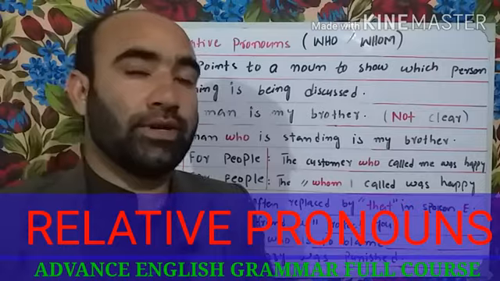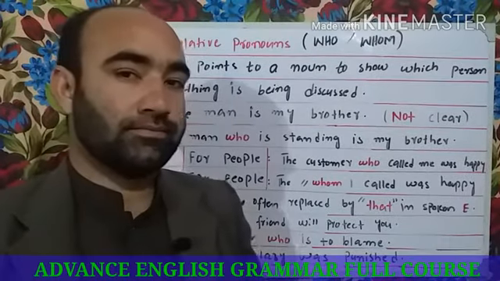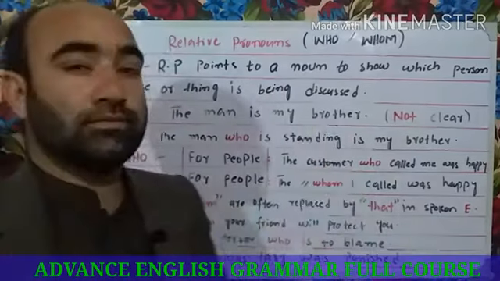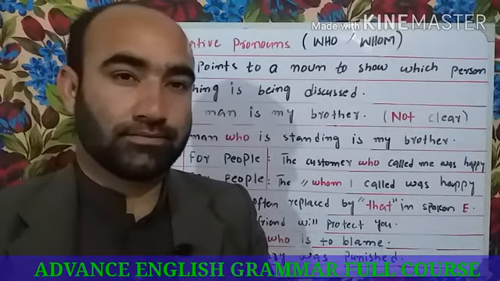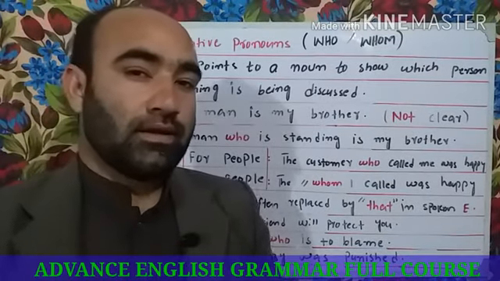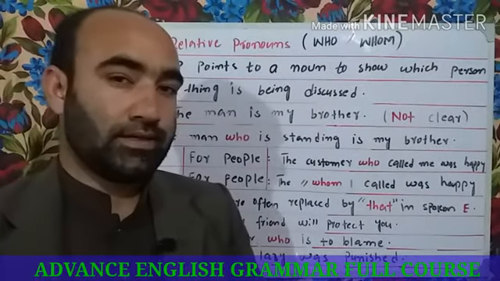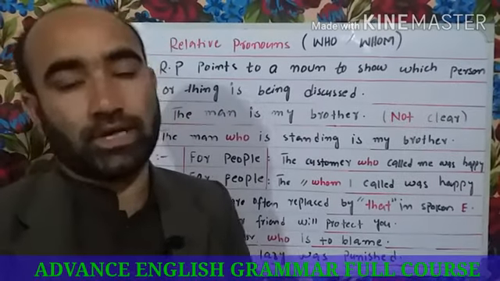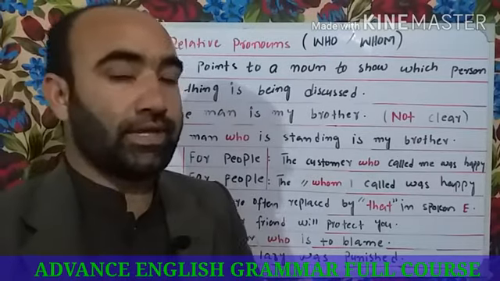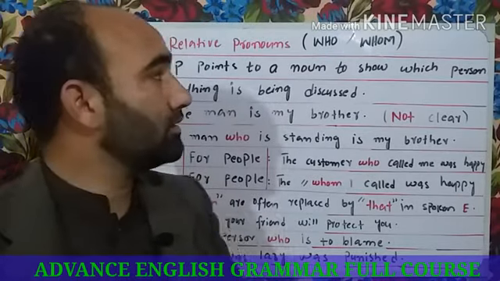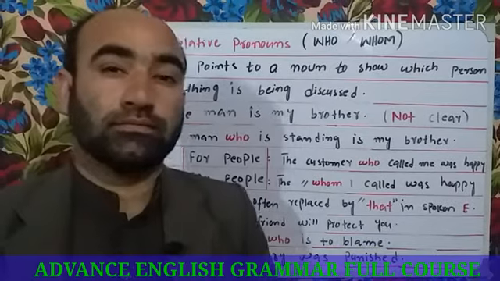In our today video, we're going to talk about the relative pronouns. There are 7 relative pronouns in English. But now here we will be talking about 2 of them, and they are who and whom.